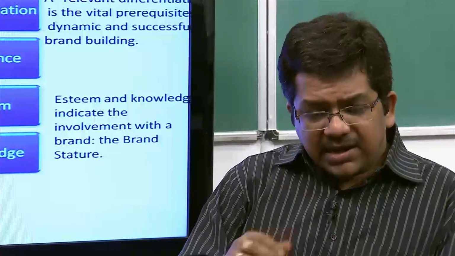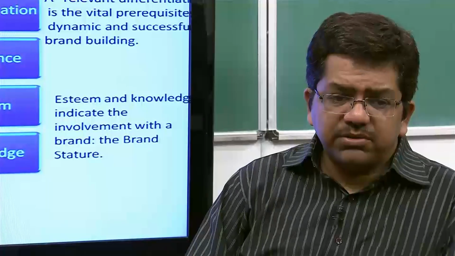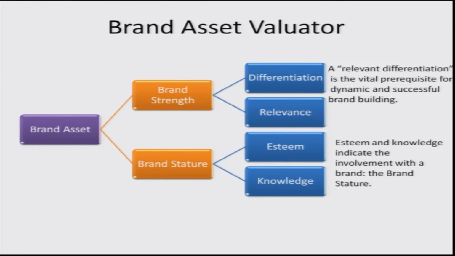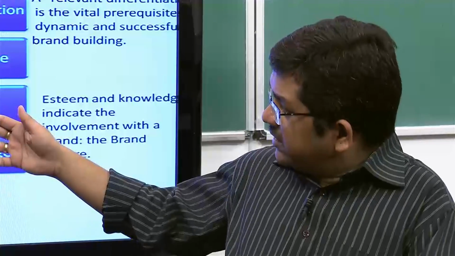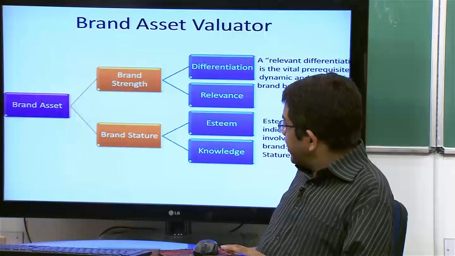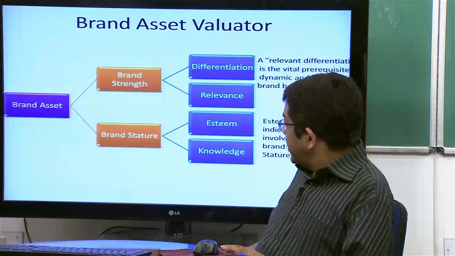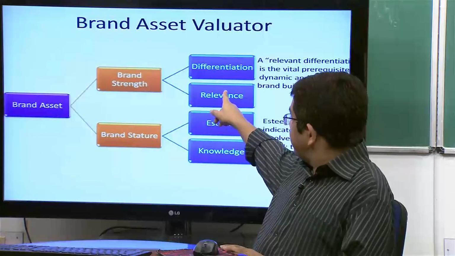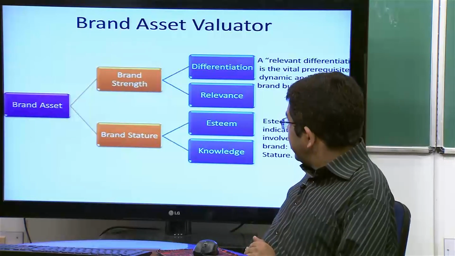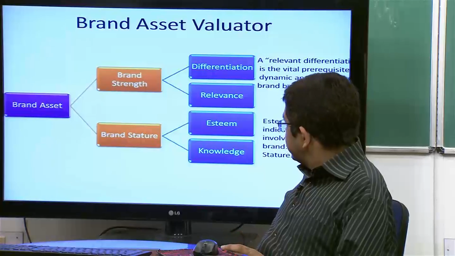And the last model in this brand equity discussion that I am going to cover is the brand asset valuator from the Young and Rubicam consulting firm. You will see that a brand is seen as a very important intangible asset, and when we treat a brand as an intangible asset, we see that the brand asset has two dimensions inside it. These two dimensions are brand strength and brand stature, and each of these dimensions has two different sub dimensions inside it. Brand strength has differentiation and relevance, and brand stature has esteem and knowledge.